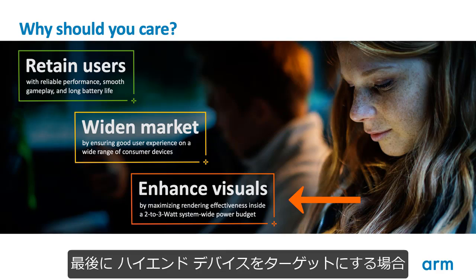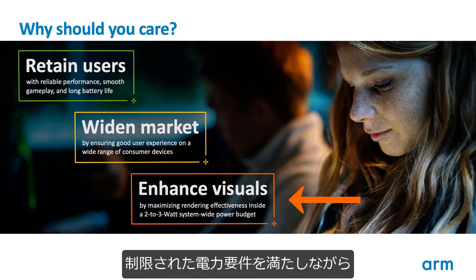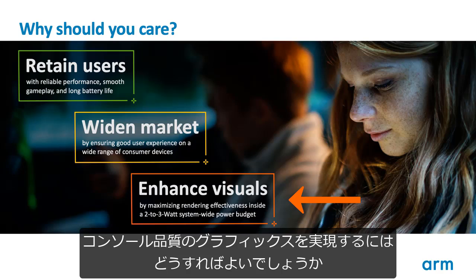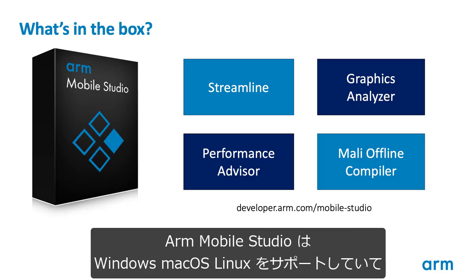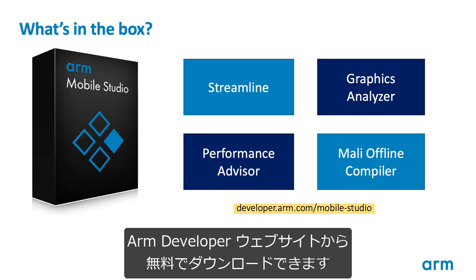And lastly, if you are targeting high-end phones, how do you get console-quality graphics but inside that 2 to 3 watt power budget on mobile? Where can you optimise to make headroom for more sophisticated visual effects? Arm Mobile Studio is supported on Windows, macOS and Linux and is free to download from the Arm developer website.